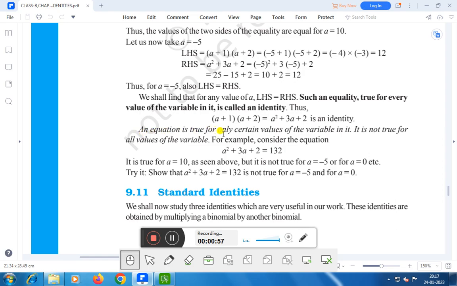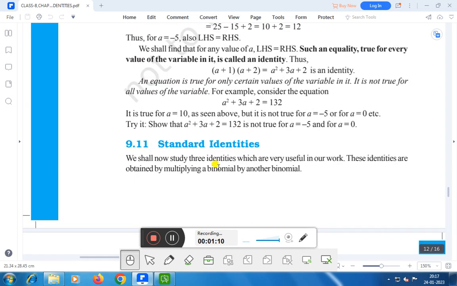An equation is true for only certain values of the variable in it. It is not true for all values of the variable. Thus, for example, consider the equation a² + 3a + 2 = 132. It is true for a = 10 as seen above, but it is not true for a = -5 and for a = 0, etc. Right, so a² + 3a + 2 = 132 is not true for a = -5 and for a = 0.